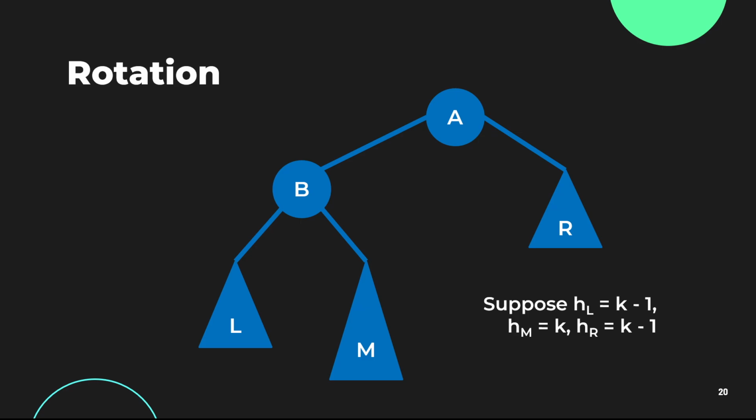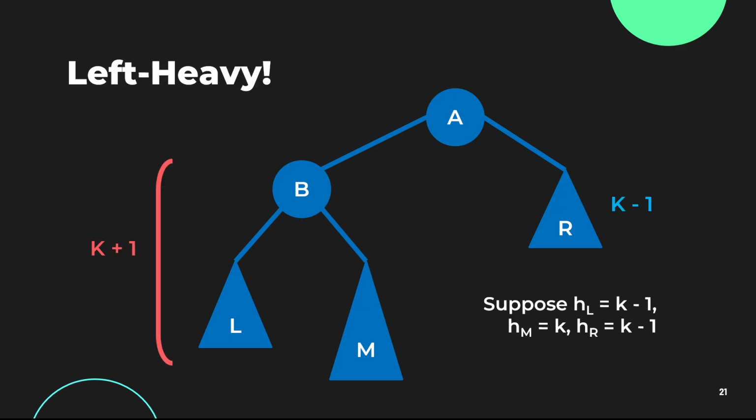Now what about the case where your middle is of size K, but your left is now K minus 1? Is this balanced? This will be similar to the previous example. This one is K, this one is K plus 1, but here is K minus 1. So from root A, this is not balanced. Okay? What should we do now?